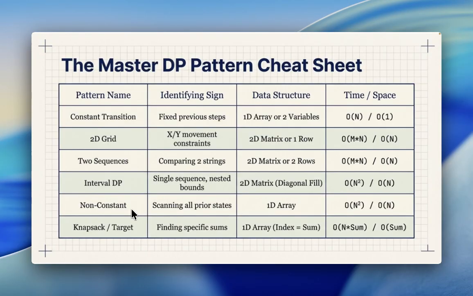The master DP pattern cheat sheet. Constant transition: fixed previous steps, 1D array plus 2 variables, time O(n), space O(n) or O(1). 2D grid: XY movement constraint, 2D matrix or 1 row, time O(m×n), space O(n). Two sequence: comparing two strings, 2D matrix or 2 rows, O(m×n), space O(n). Interval DP: single sequence, nested bounds, 2D matrix, diagonal fill, O(n²), space O(n²). Non-constant: scanning all prior states, 1D array, O(n²), space O(n). Knapsack target: finding a specific sum, 1D array where index is equal to sum, O(n×sum), space O(sum).